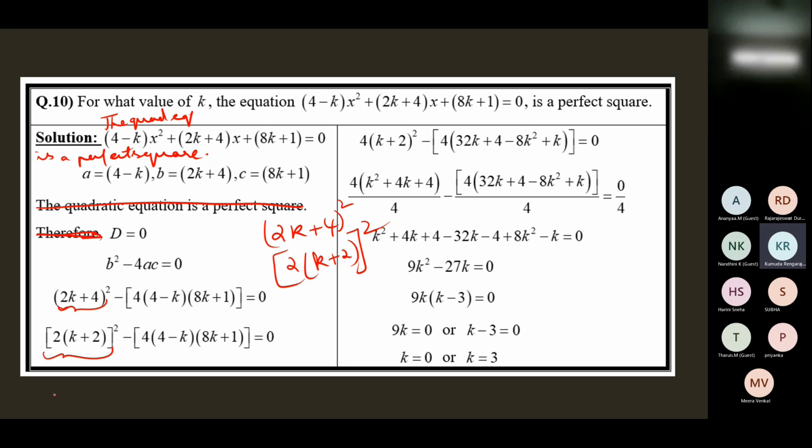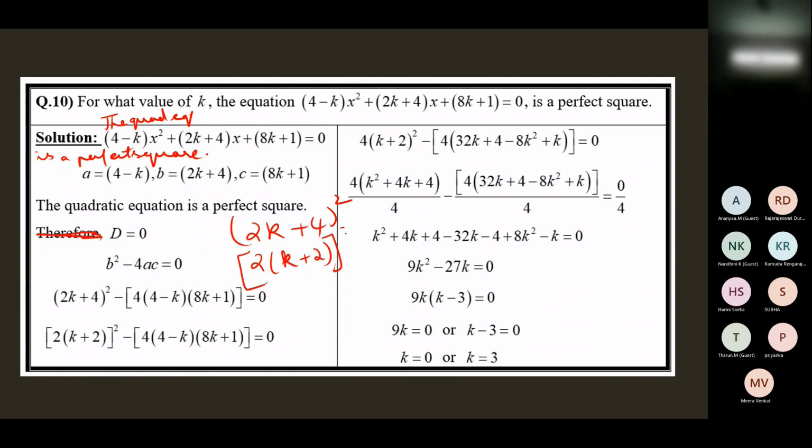I'll show you again. Be very careful in putting the square. See here, first take only 2k plus 4. Take out 2 common, so you'll get k plus 2. But it is 2k plus 4, the whole square. This whole thing is squared. That means you should square the whole thing. That's what you see here.